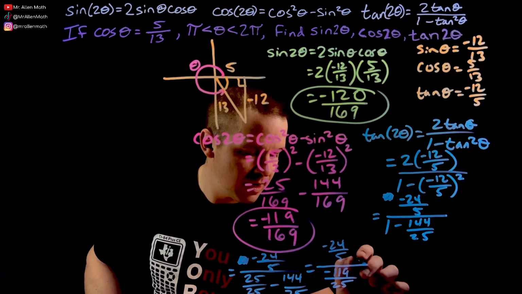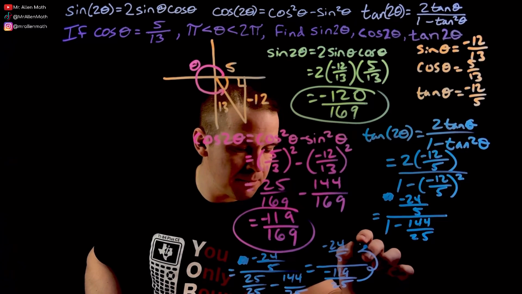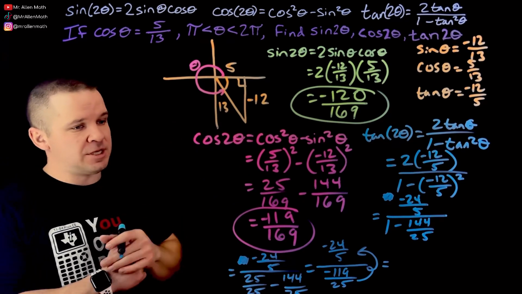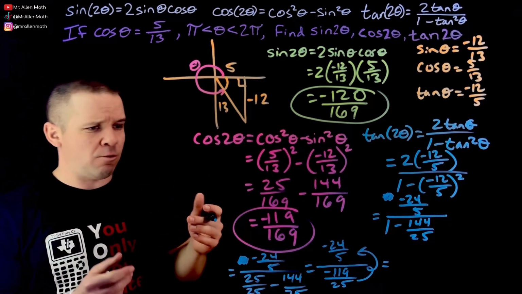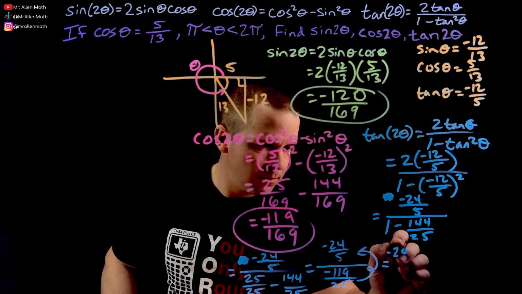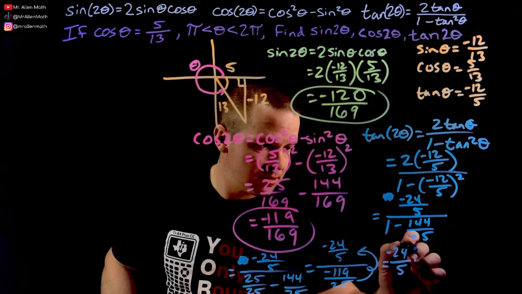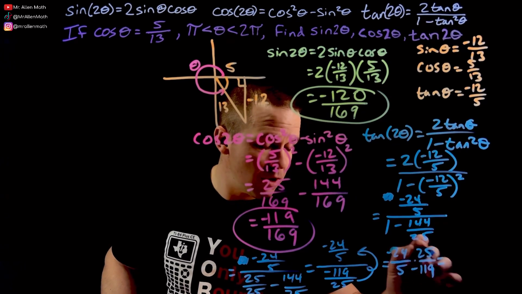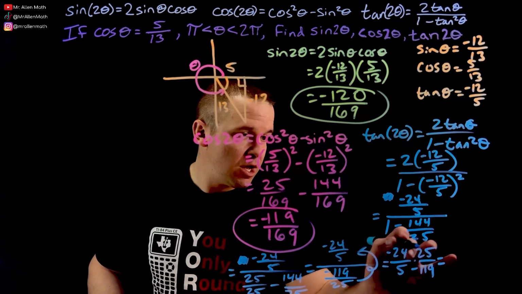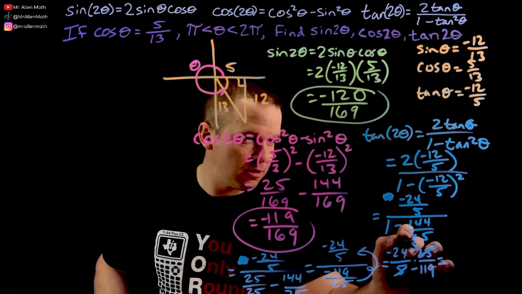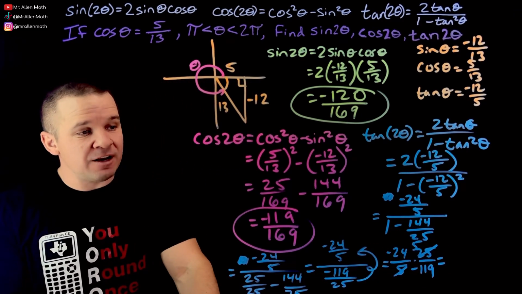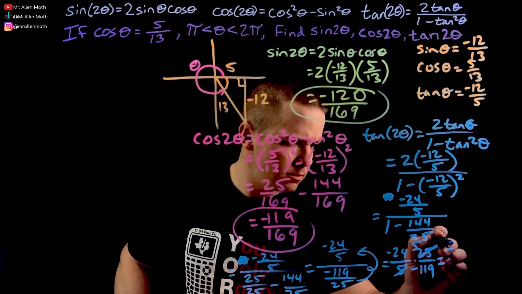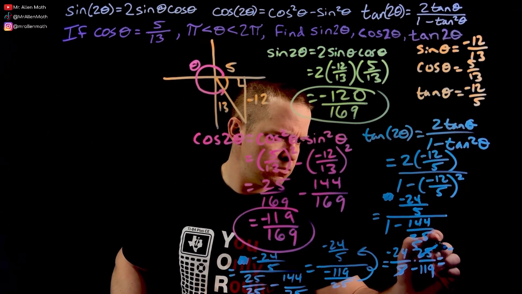Now I can multiply by the reciprocal for division. Negative 24 over 5 times 25 over negative 119. So we know it's going to be positive, negative times negative. The 25 and the 5 will reduce down. And we've got negative 24 times 5, which is 121. So negative 121. Is that right?